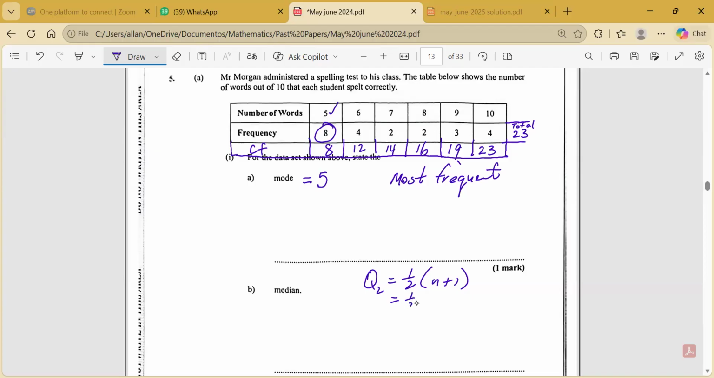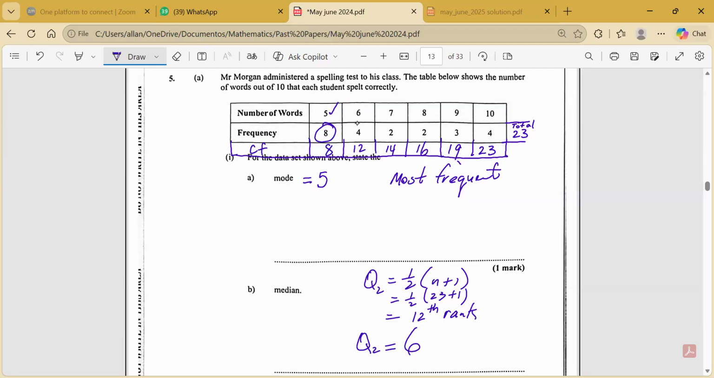It's a half of 23 plus 1, which is 24. 24 divided by 2 is 12. So you're looking at the 12th rank. Which one corresponds to the 12th rank? 6. So Q2 is equal to 6. This is exactly 6.